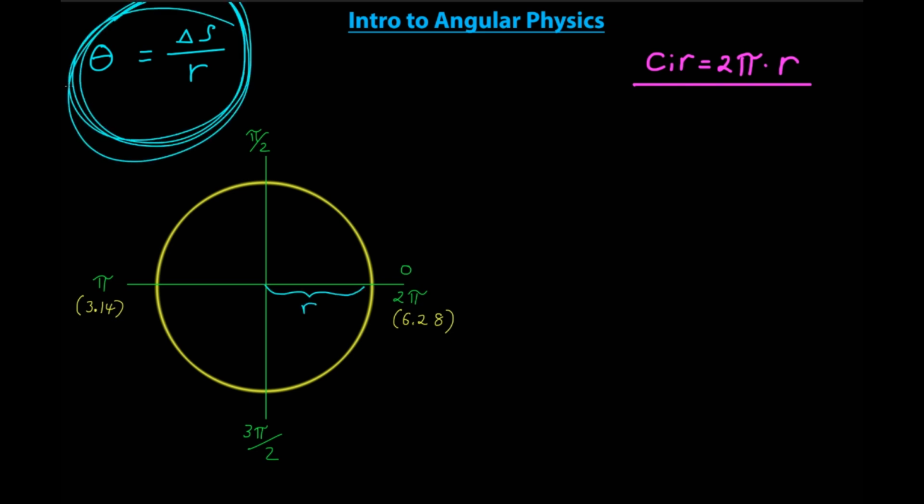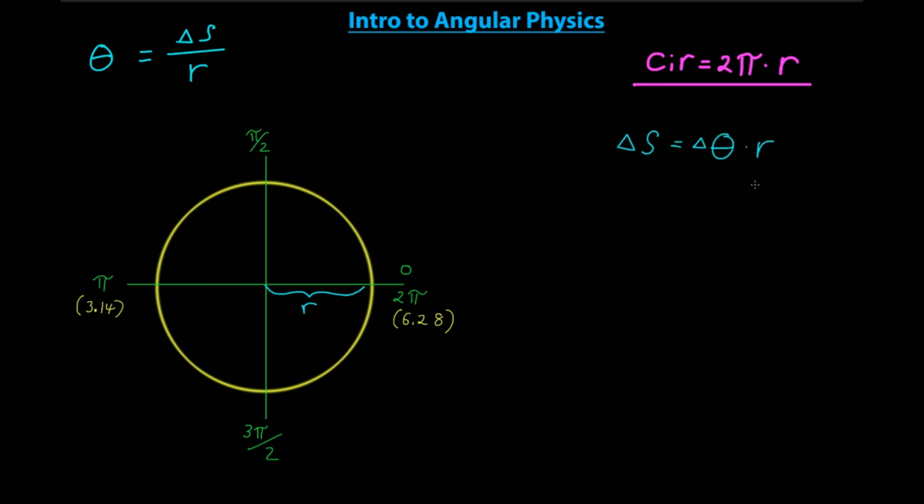Since this equation is simply the arc length divided by the radius, which is our angle in radians, it could also be written another way. All I have to do is multiply by r on both sides, and I have this: arc length is delta theta times r. I'm saying delta theta because we're going to talk about an object that actually revolves.